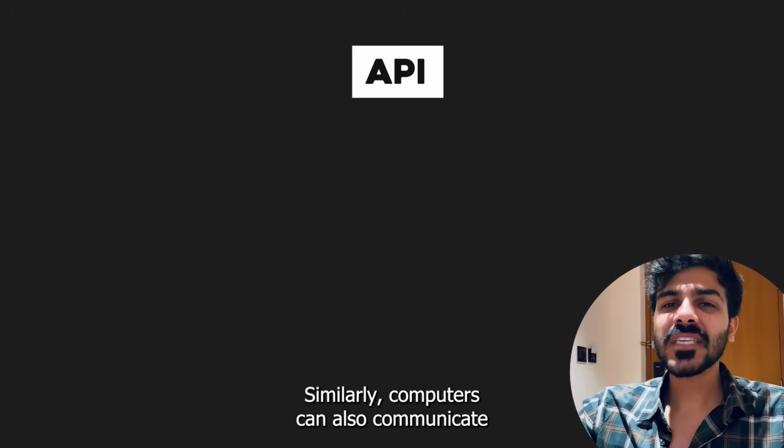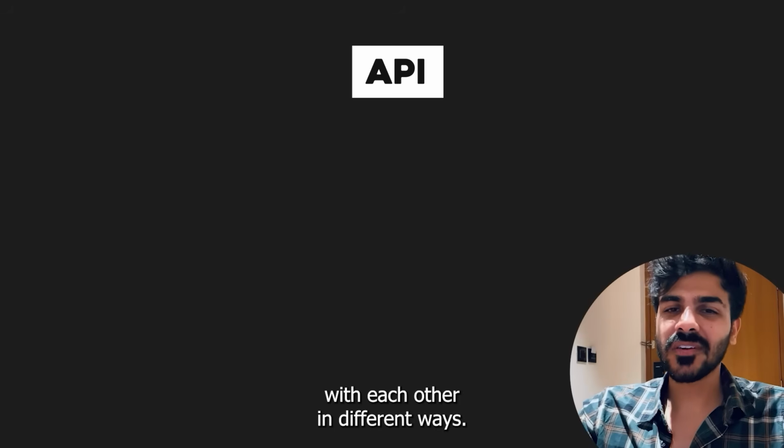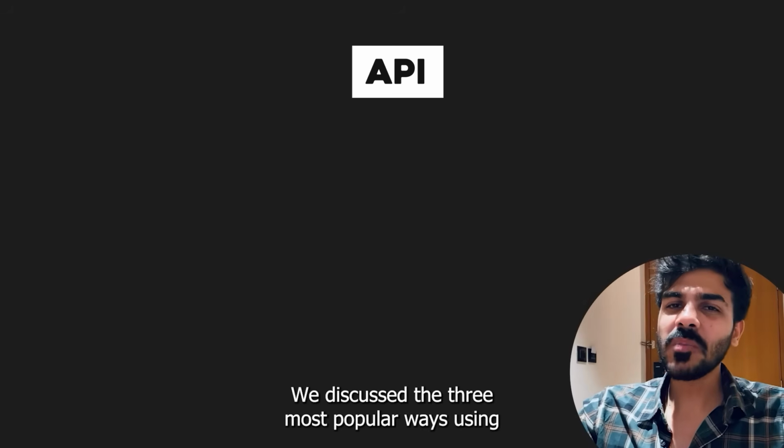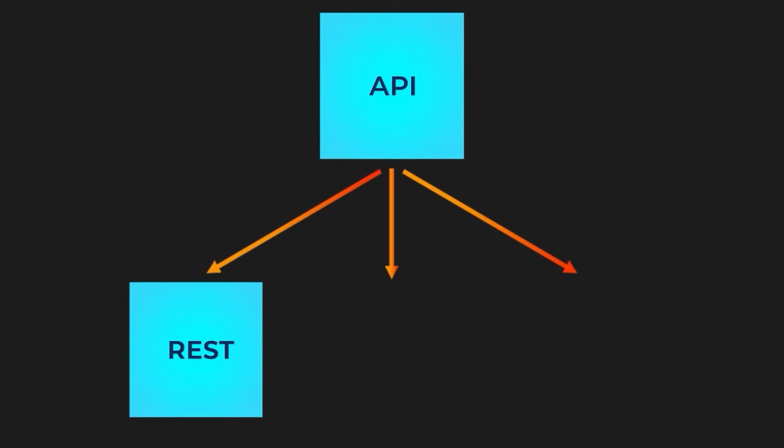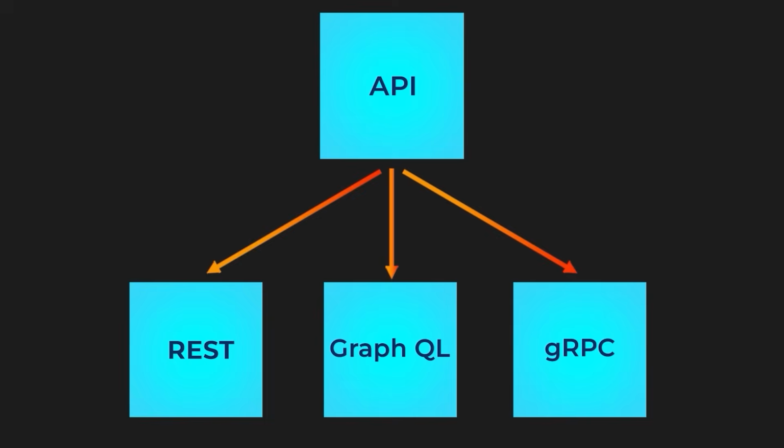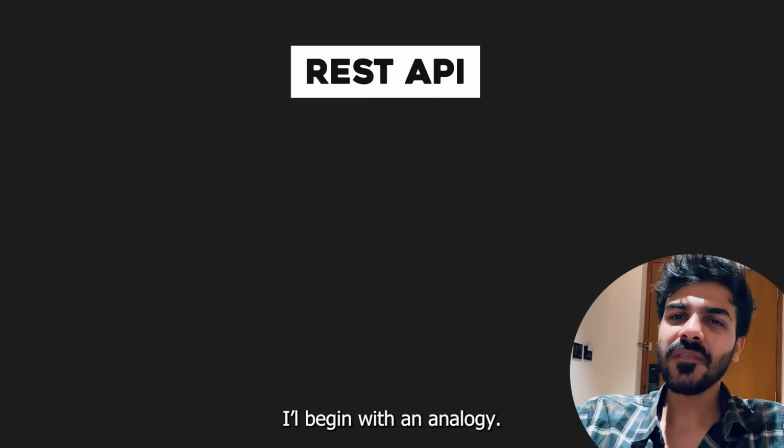Similarly, computers can also communicate with each other in different ways. We'll discuss the three most popular ways: using REST, GraphQL, and gRPC. I'll begin with an analogy.